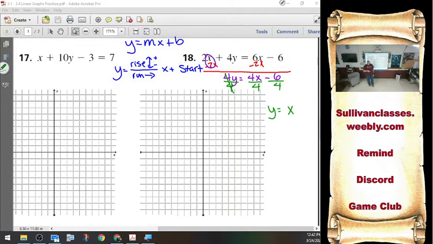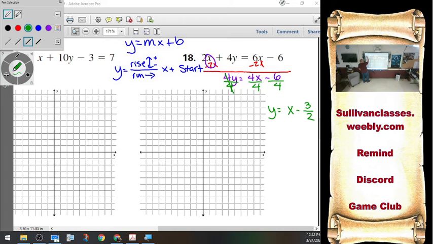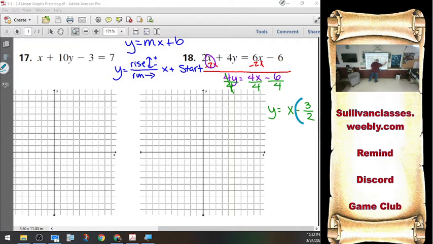What's 6 divided by 2? 3. 4 divided by 2? 2. Oh, I was close. Now I got my equation. I will start at negative 3 halves. Oh, where's negative 3 halves? Down 2. That's our y-intercept. It's where we're starting on the y-axis.